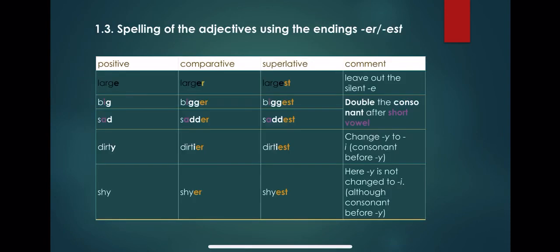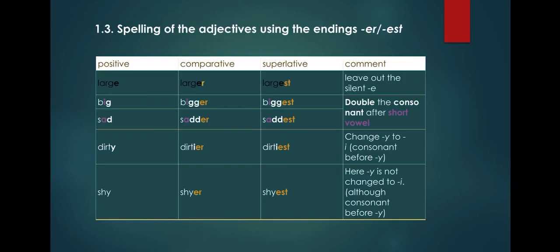Okay, now you have the spelling of the adjectives using the endings er and est. For example, you have the word large. In the comparative, larger; in the superlative, largest. So you leave out the silent e. Now here, double the consonant after a short vowel. So big would be bigger, biggest.